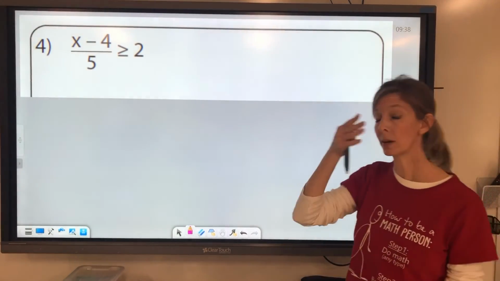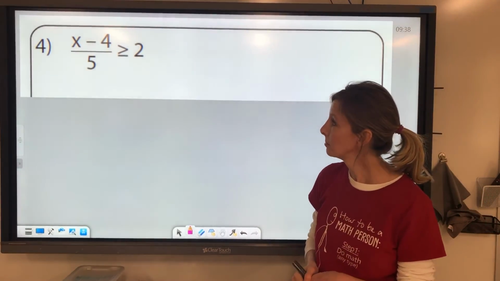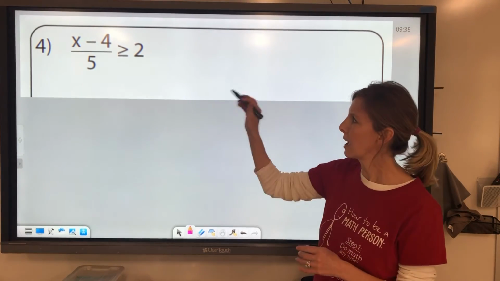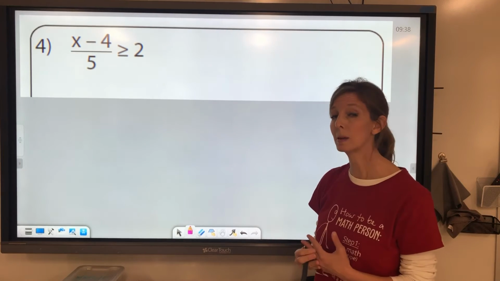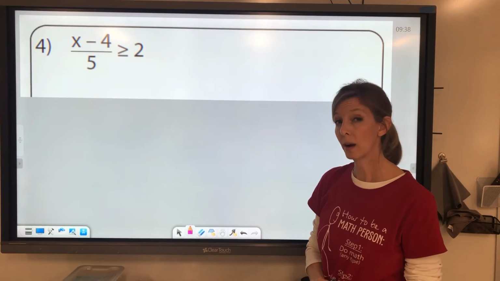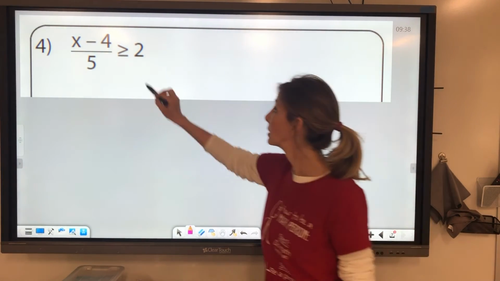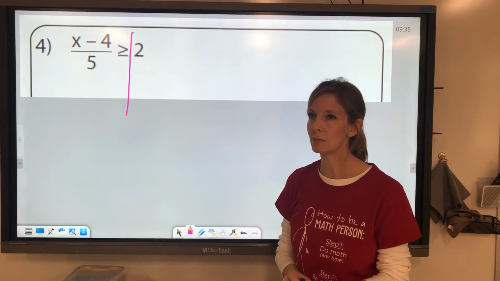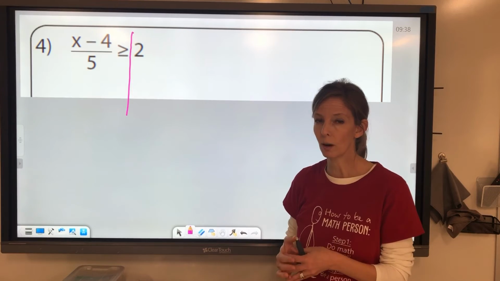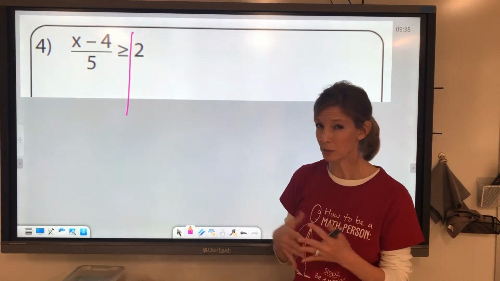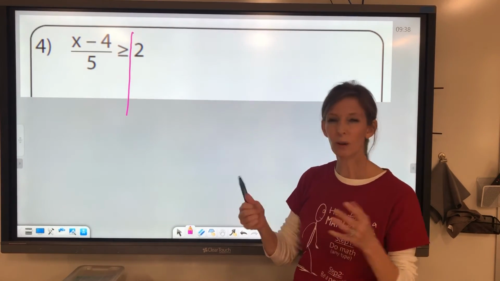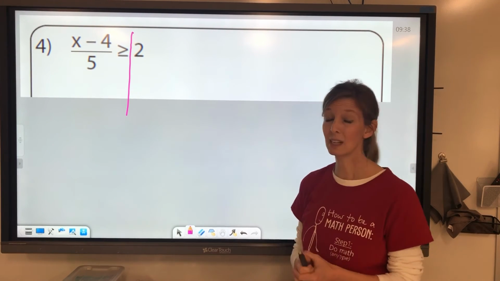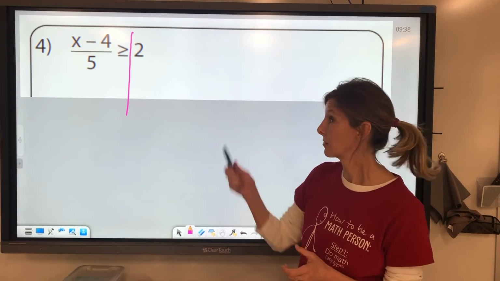All right, one last one I want to show you. Again, this is a two-step. It looks a little bit different, but we have x minus 4, and that whole thing is being divided by 5, and it's greater than or equal to 2. The first thing I want to get rid of, in this case you may be thinking, well, maybe we get rid of the minus 4, because that's PEMDAS backwards, right? But that x minus 4, it's an entire group, so we can't really break up that group. So we're just getting rid of the divided by 5 first.